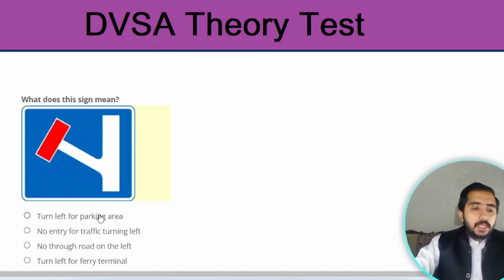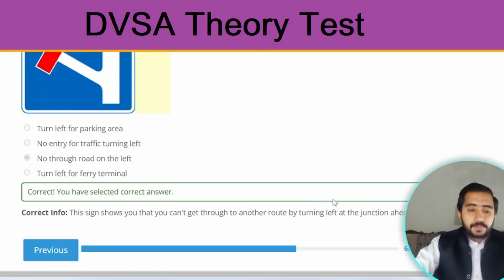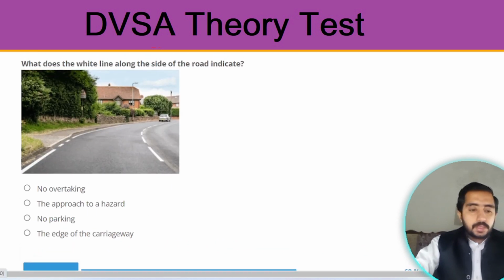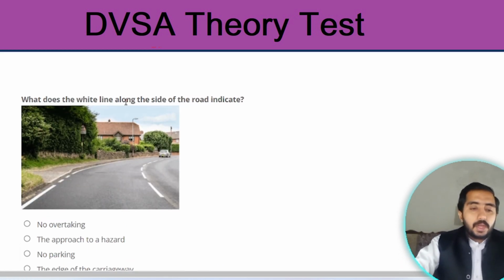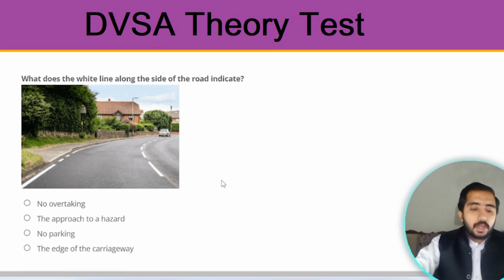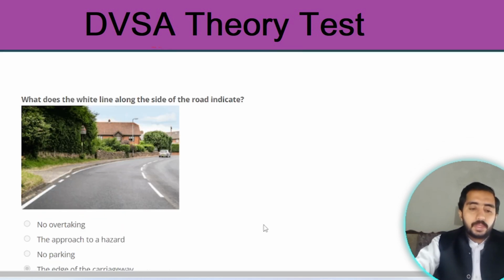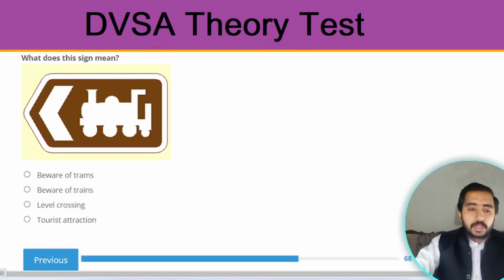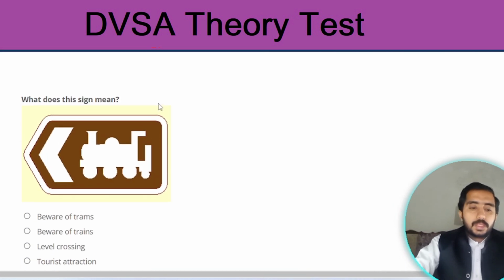What does this sign mean? This sign is no through road on the left side. Option C is the correct one. Next. What does the white line along the side of the road indicate? It indicates the edge of the carriageway. Option D. Next one. This sign is represented by beware of trams.